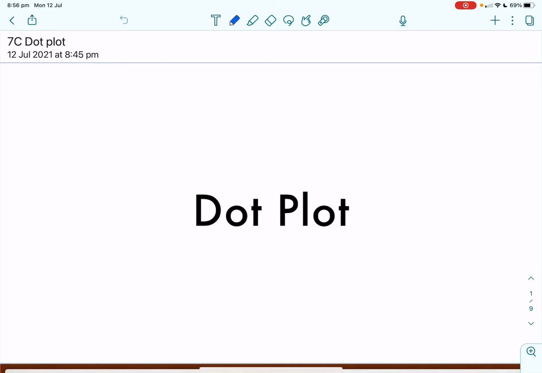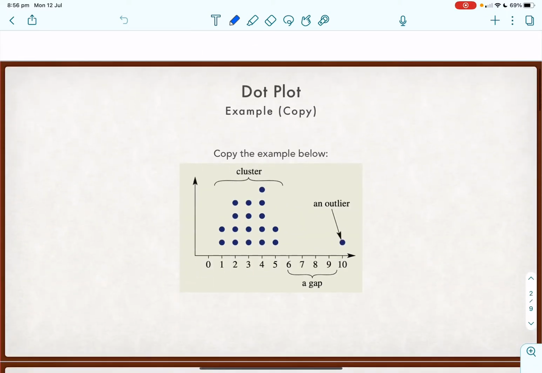So today we are going to do dot plot. Here's the dot plot. Copy that example. You can pause the video and then do a nice diagram in your book. You actually don't really need this arrow here, since normally a dot plot is just a line on the bottom and then dots there. They all perfectly line up.